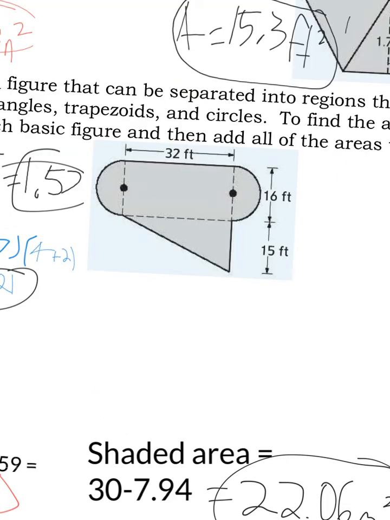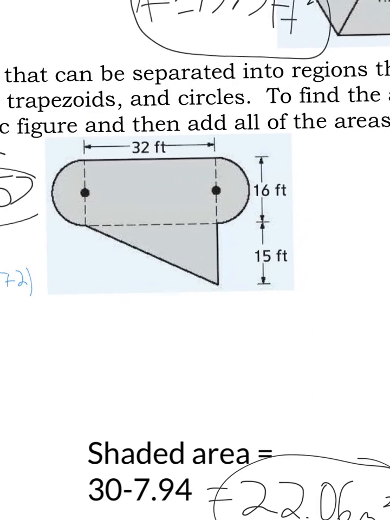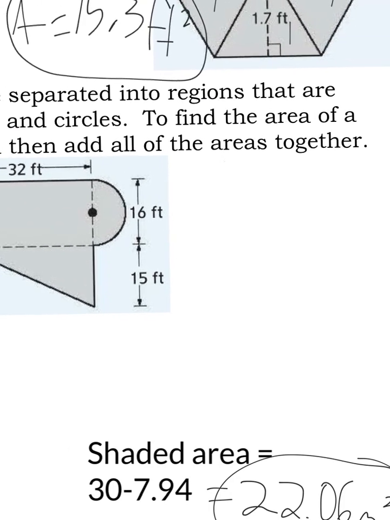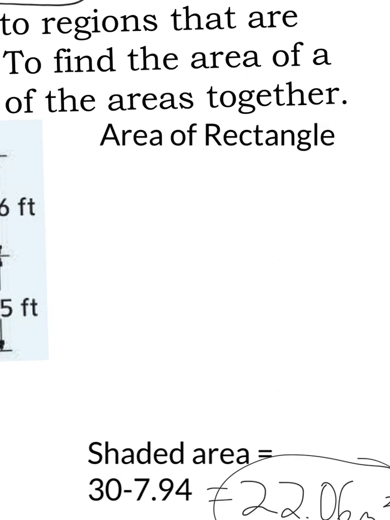The last one to go over is I have this rectangle. I have a circle cut in half but put it both in, so I have one circle. And then I have a triangle off to the side. So I'm going to start with that area of that rectangle, which was 32 times 16. So my area of my rectangle, 32 times 16 is 512 square feet.